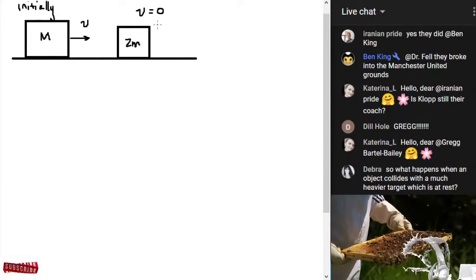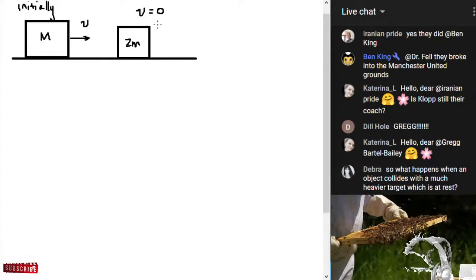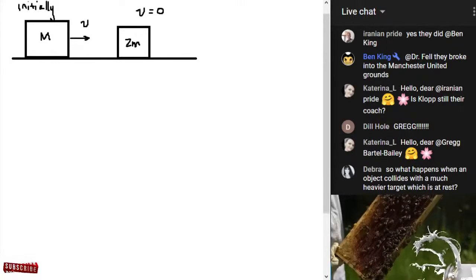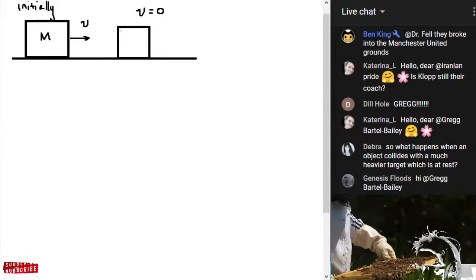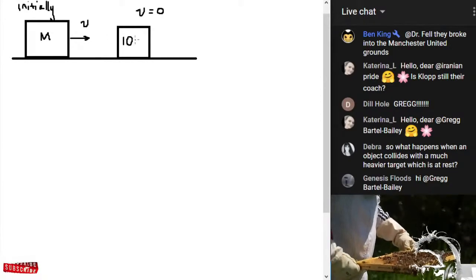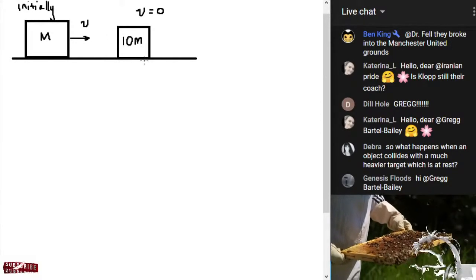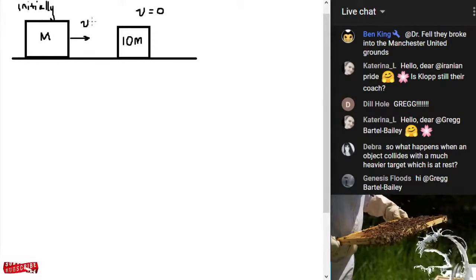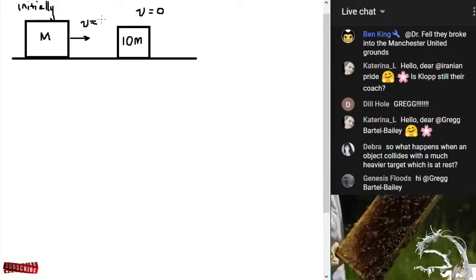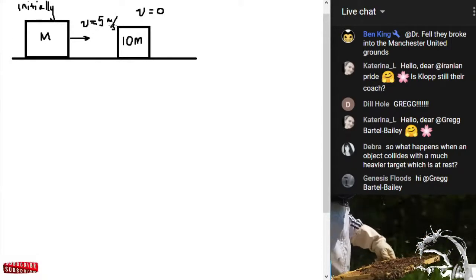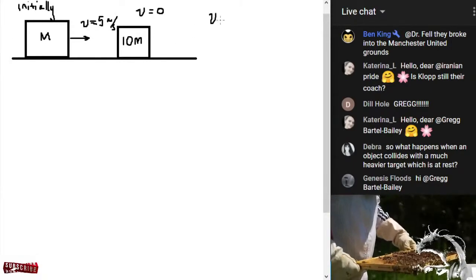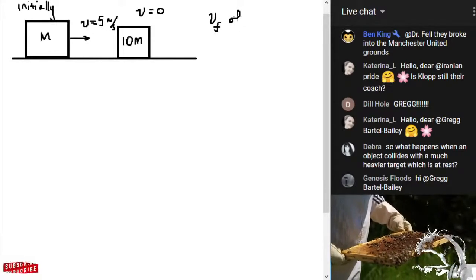So what happens when an object collides with a much heavier target which is at rest? Let's do that. Let's make this much heavier. Let's make this 10 times heavier, 10m. Let's give these numbers now. Let's say we've got 5 meters per second. What are the velocities after collision of both masses?